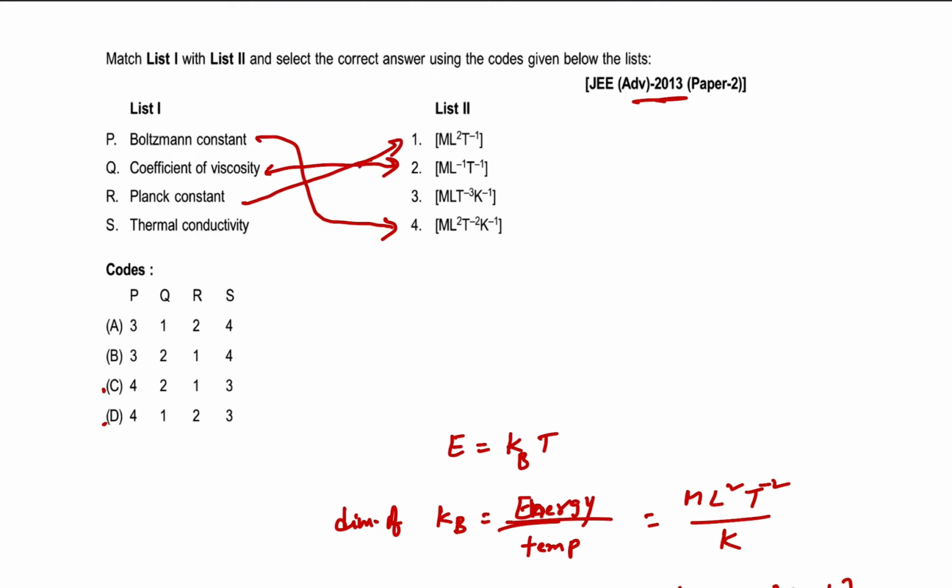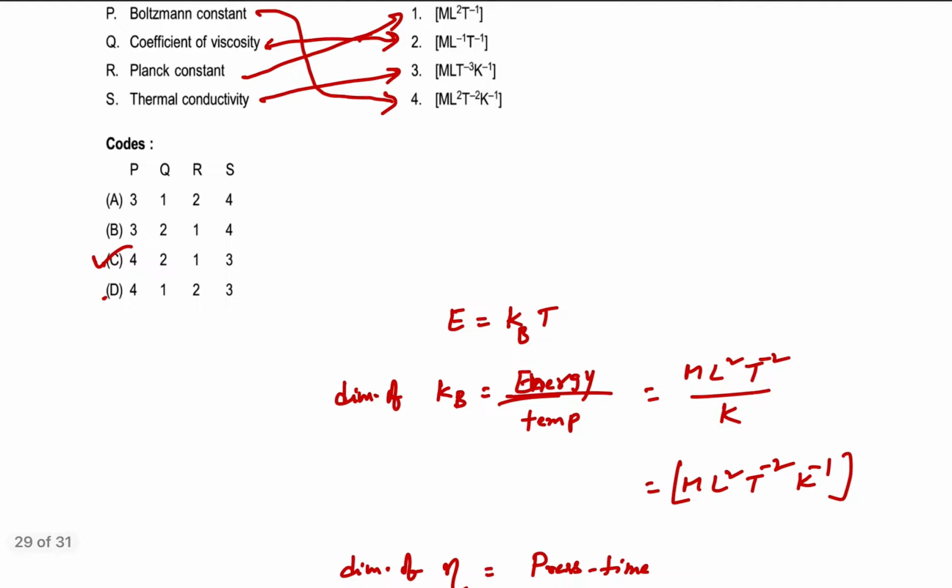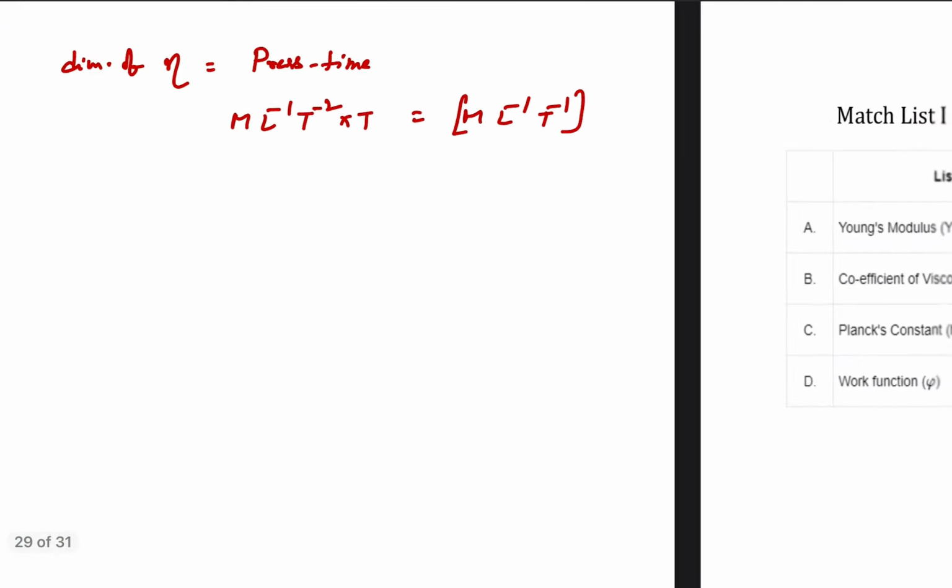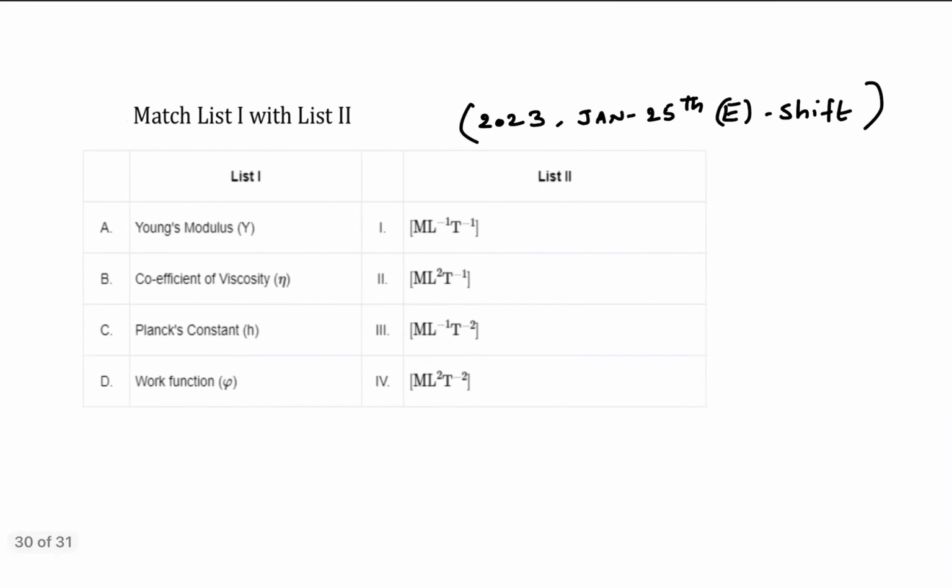Planck's constant, already you have written this, M L square T power minus 1, anyway you got the answer, C option here. Okay, Planck's constant M L square T power minus 1. And thermal conductivity, that also earlier I have given, you can also try that. Okay, fourth option, third option is the correct option.